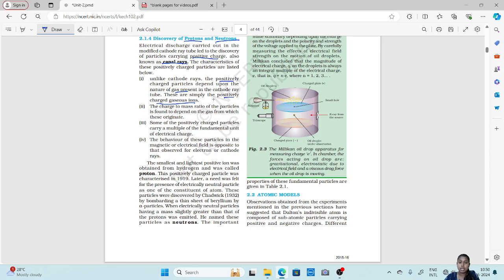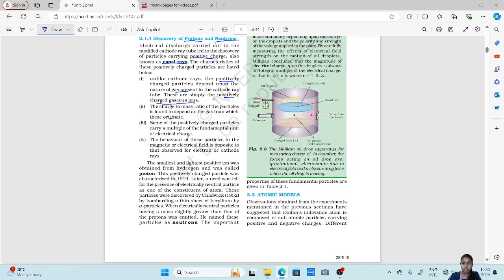The charge to mass ratio of these particles is found to depend on the gas from which they originate. Whatever gas is present, from that gas these particles originate. Some of the positively charged particles carry multiples of the fundamental unit of electrical charge.